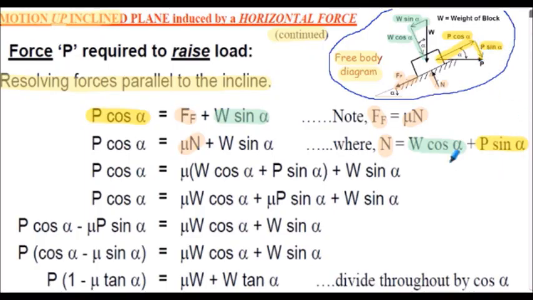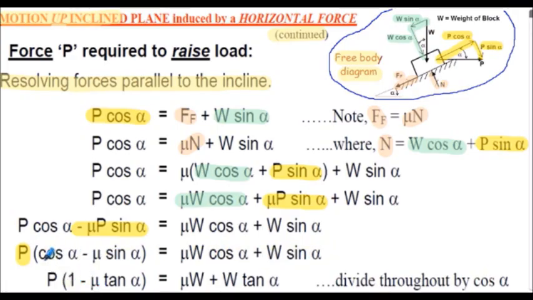So inserting these components for N, here and here, we can next expand the brackets, shown here, then collect all the terms, the P variable, onto one side of the equation. So on the next line we subtracted mu P sine alpha from both sides of the equation. We then factorize on P. We then divide throughout by cos of alpha on the next line. So each of these terms are now divided by cos of alpha.